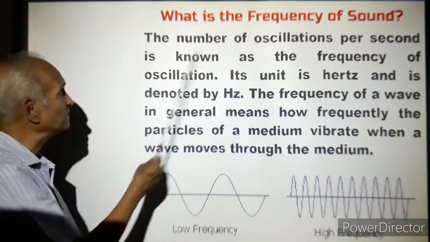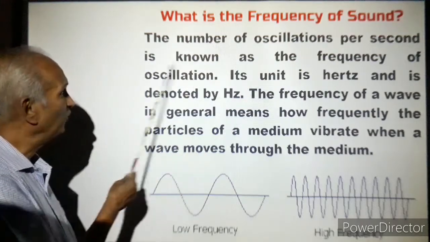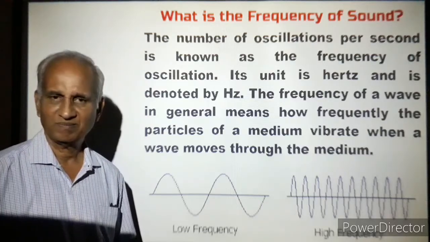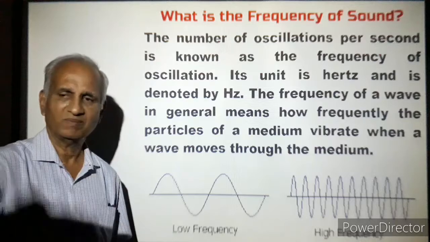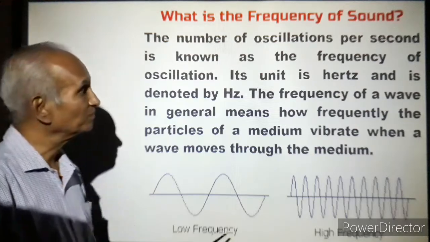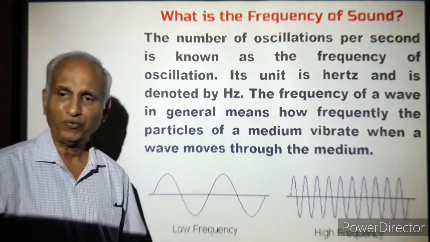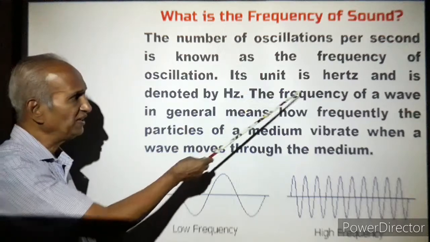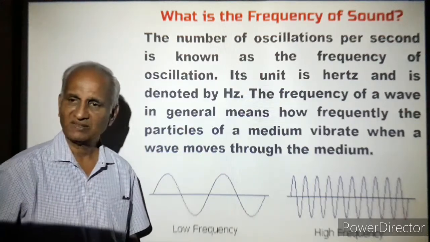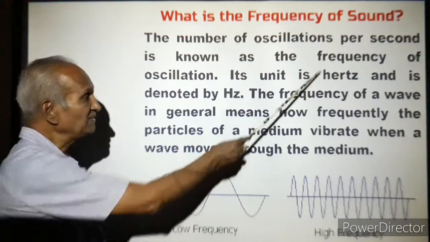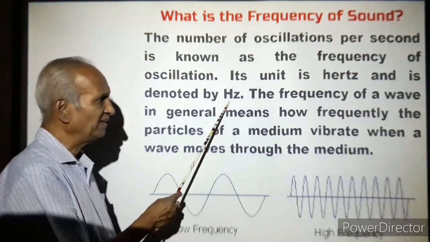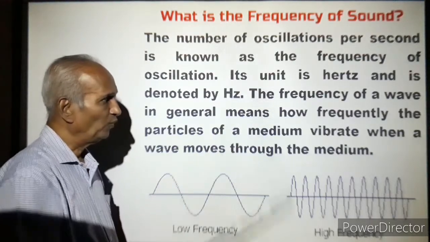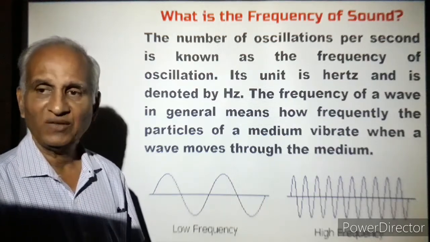Next. What is the frequency of sound? The number of oscillations per second is known as the frequency of oscillations. How does it repeat? How does it go on? How frequent is it? You call it frequency. How frequent is a sound? You call it the frequency of oscillation. Its unit is hertz. For everything there is a unit. For sound, hertz is the unit and is denoted by capital H, small z. Hertz.